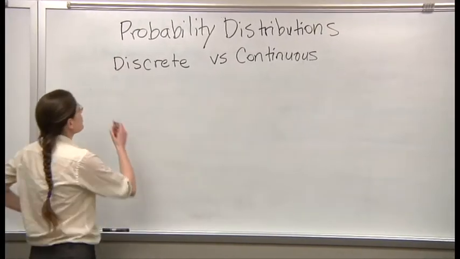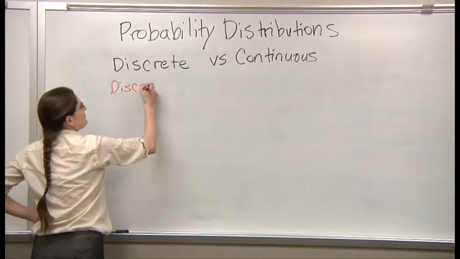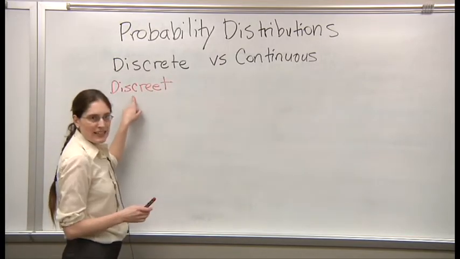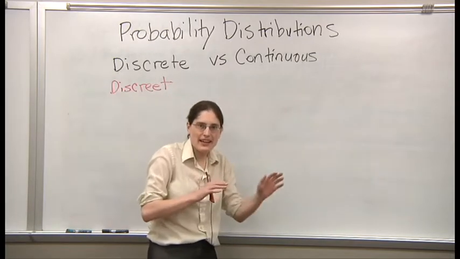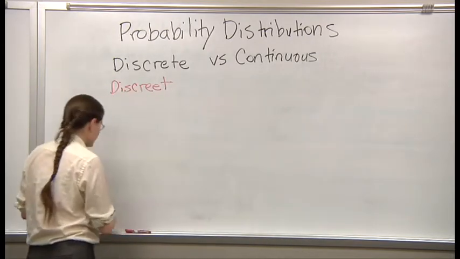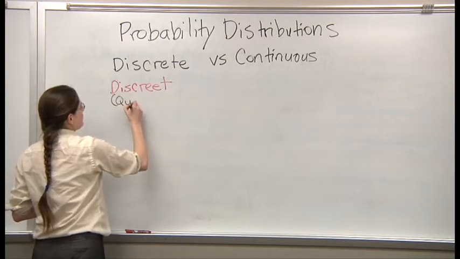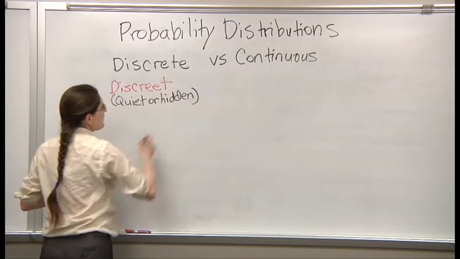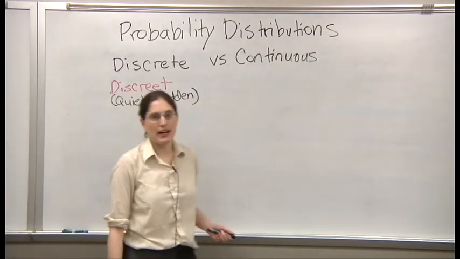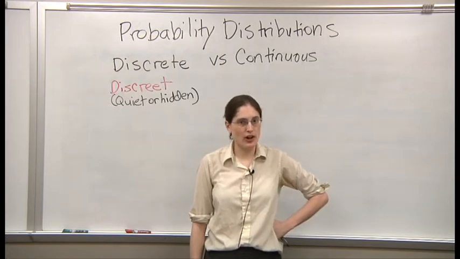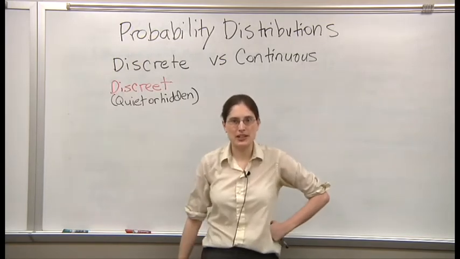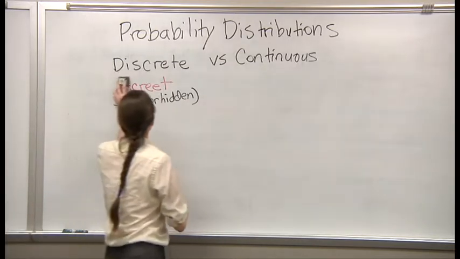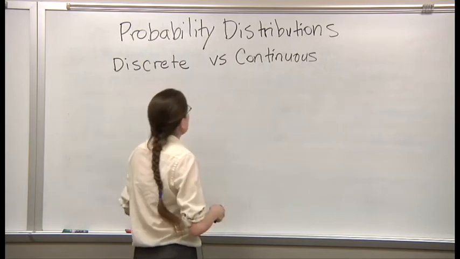Now, you may have heard the word discrete spelled like this. This means hidden, quiet. That's not the kind of discrete we're talking about. In fact, we're not going to be discrete at all. We're going to be very loud about probability distributions.